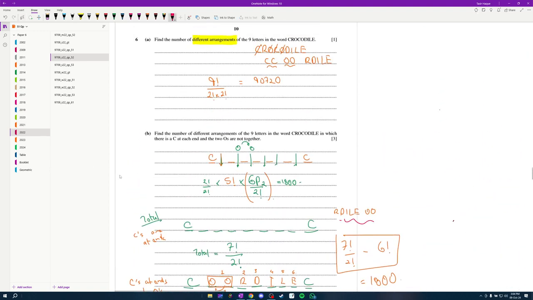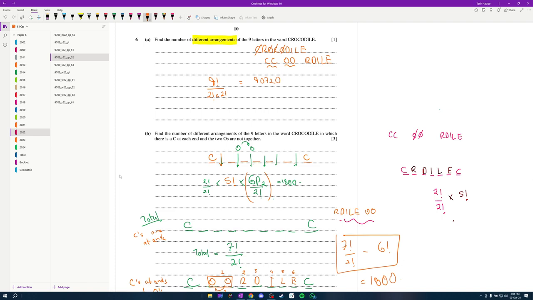So crocodile, right? I ignored the O's. C C O O R D I L E. I'm ignoring the O's for now. So how many blanks do we have? 1, 2, 3, 4, 5, 6, 7. I put the C's at the ends. So for them, it's just going to be 2 factorial by 2 factorial, or you can ignore them because they're the same thing. Next, R D I L E is going to be at the center. That is 5 letters, which is 5 factorial, unique.